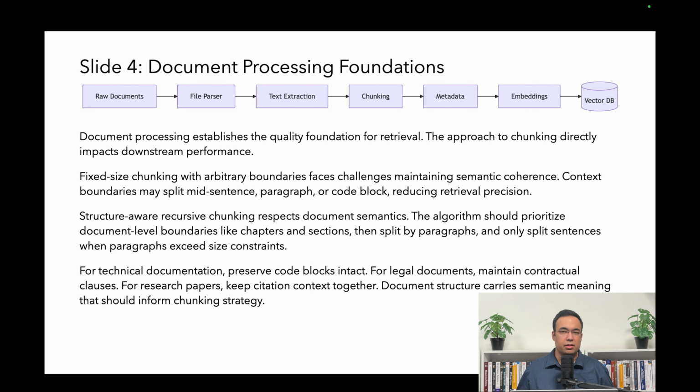The key insight here is that different document types have different structural requirements. For technical documentation, you should preserve code blocks intact because splitting code samples destroys their meaning. For legal documents, you should maintain contractual clauses together because legal interpretation depends on complete clause context. For research papers, you should keep the citation context together so references remain meaningful.